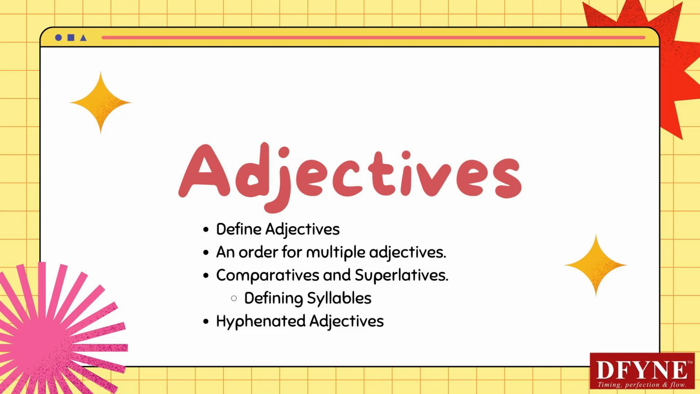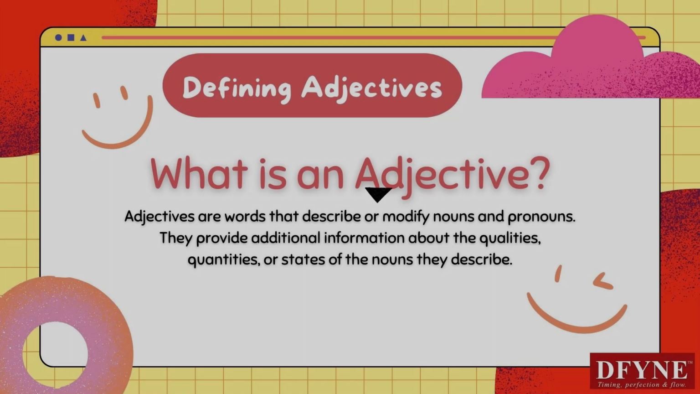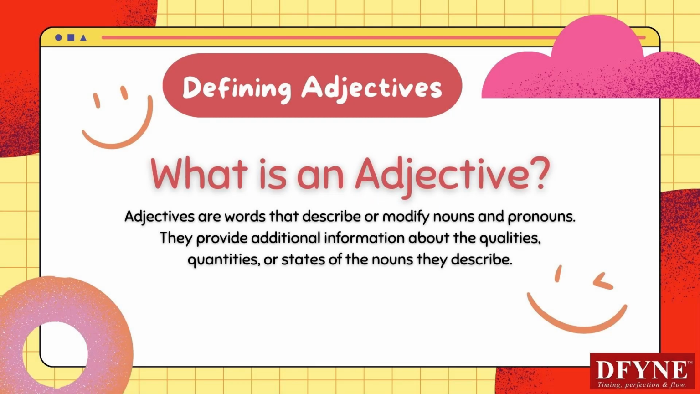So, let's begin. Adjectives are words that describe or modify nouns and pronouns. When we say modifies, it means that the adjective provides more information about that noun or pronoun. Essentially, the adjective changes or enhances the meaning by describing its qualities, characteristics, or attributes. They do this by providing specific details that tell us more about what something is like.